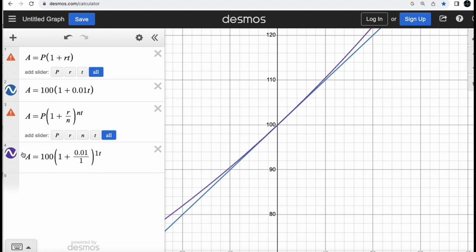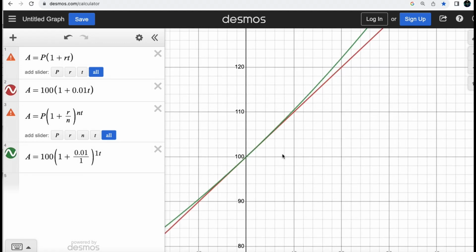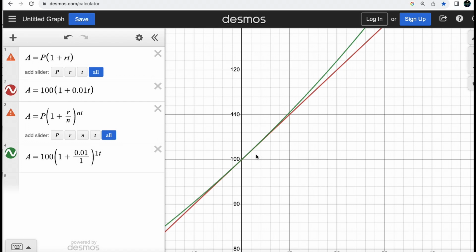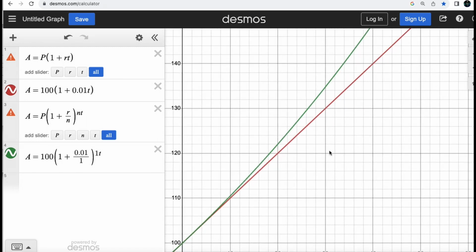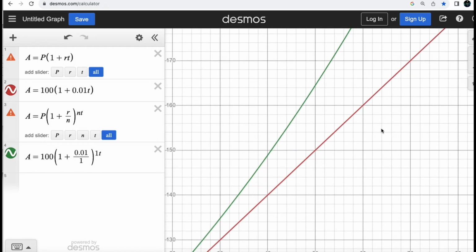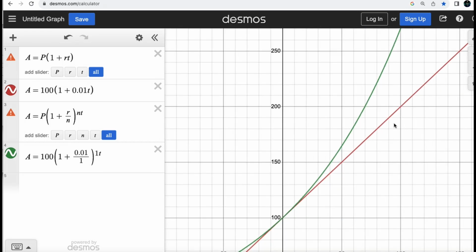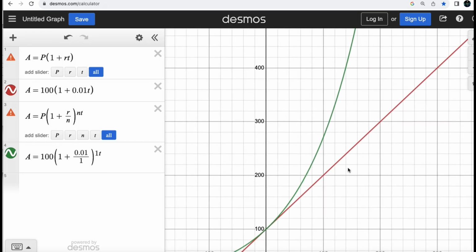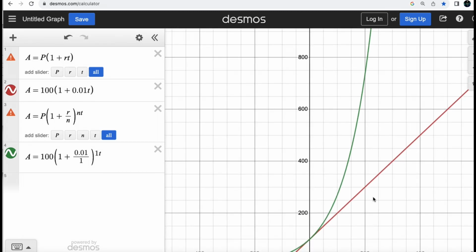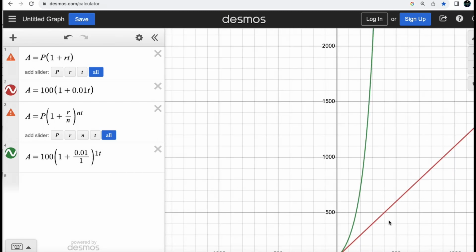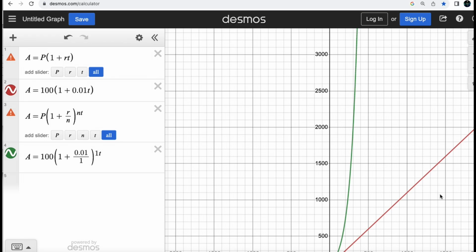Now at first, it might not seem like a big deal, the difference between simple interest and compound interest. But as time goes on, because we're dealing with exponential growth and earning interest upon interest, it does matter. And the differences between these accounts become so wildly large that they're almost inconceivable.